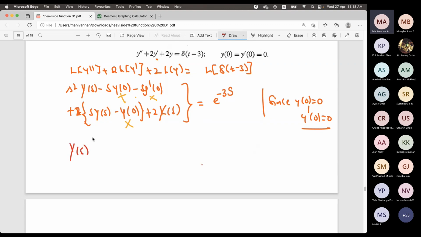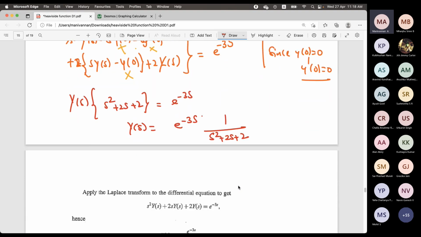Just collect the y of s, then it is s square plus 2s plus 2. Remaining all these terms are 0. Remaining is e raised to the power minus 3s. So what is my y of s? It is e raised to the power minus 3s times 1 divided by s square plus 2s plus 2.